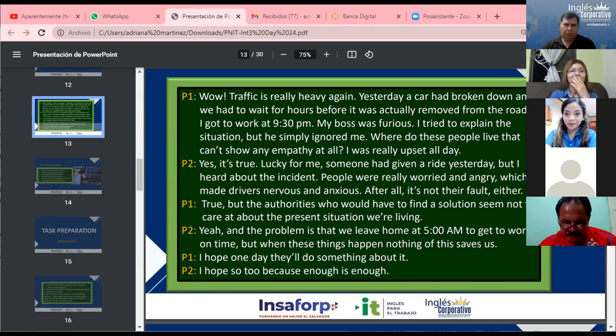Sorry, in parentheses, if I leave my house at 5 a.m., I take 20 minutes to get to my company. But if I leave at 6 a.m., it takes an hour, and it's only 7 kilometers away.